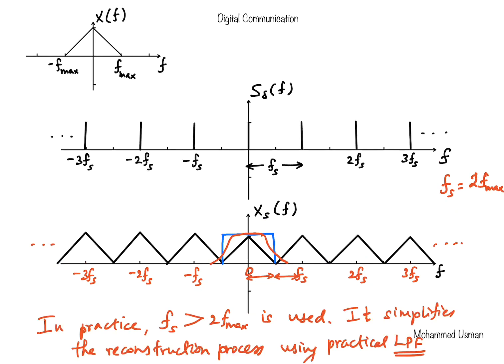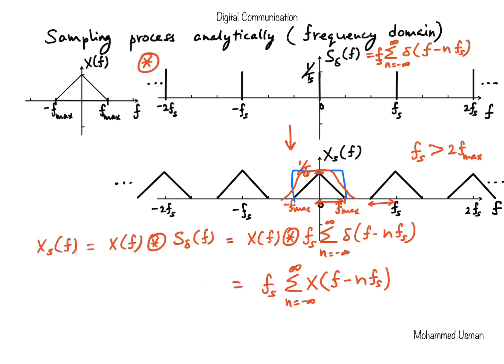make the reconstruction process more complex, because it would require highly selective filters which become more and more complex. In fact, it requires an ideal filter that is practically not implementable. So therefore, it is desired that the spectral replicas have spacings between them, and that would be achieved only by having fs greater than 2 fmax, not equal to 2 fmax. With fs equal to 2 fmax, there would be no spacing between these spectral replicas. So to have spacing between them, we need to choose fs greater than 2 fmax.